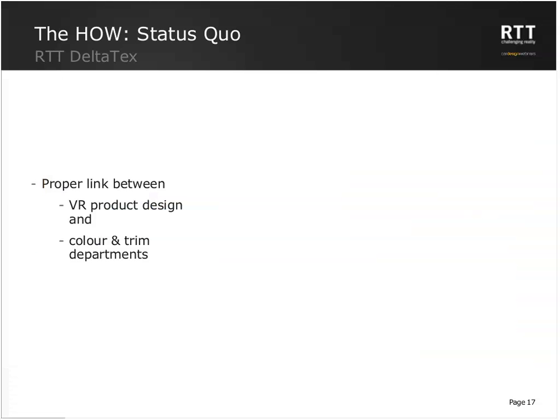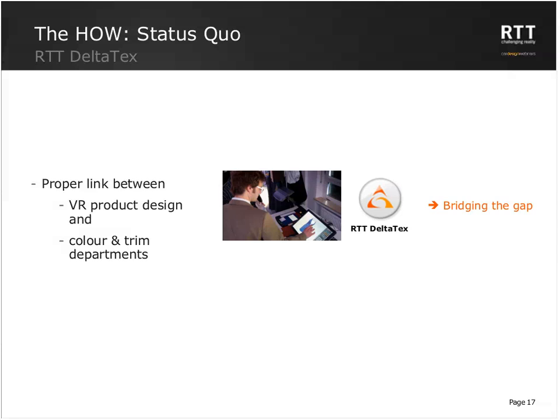In the past, color and trim departments were not able to instantly try out new materials on 3D real-time models. Matching and combining materials, textiles, fibers, leather, and so on required a lot of manual work. RTT DeltaText changes this. The software is intuitive and workflow-oriented. Material designers, color and trim, and styling experts can flexibly apply physical materials to digital product models in real time, but also virtual material libraries can be accessed.